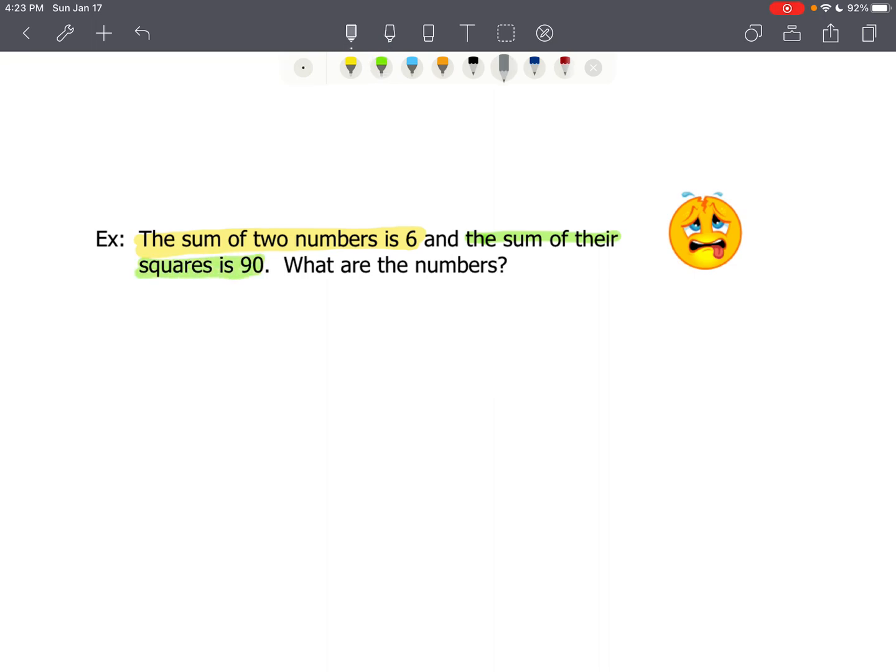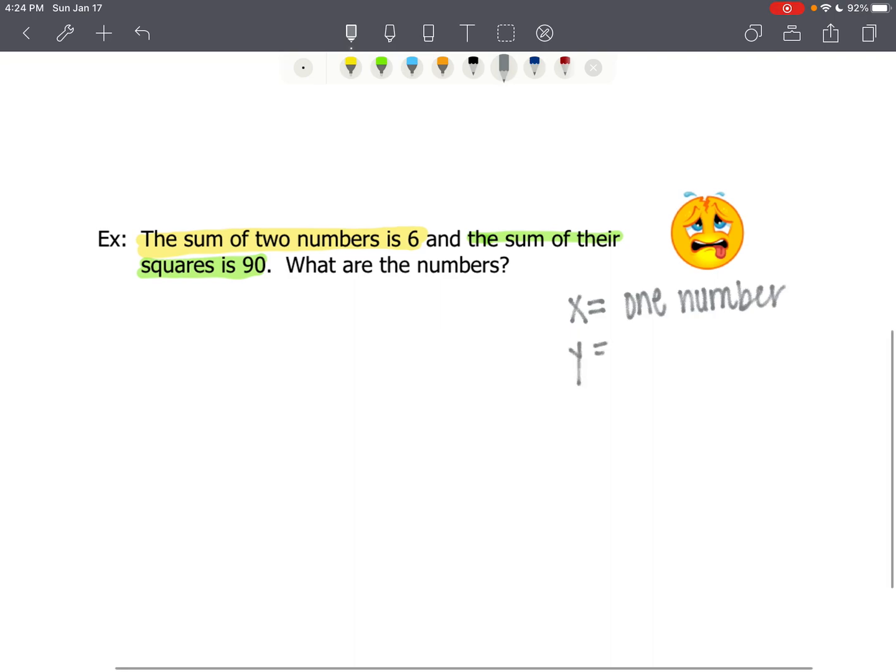The sum of two numbers is 6. That's addition. And I have two numbers that I'm adding together. I don't know either number. The next piece of information says the sum of their squares is 90, but I still don't know the value of either number. So I'm going to define my variables. X is equal to one number, and Y is going to equal the other number. So defining your variables will help you in the end determine whether or not you've got the right answer.